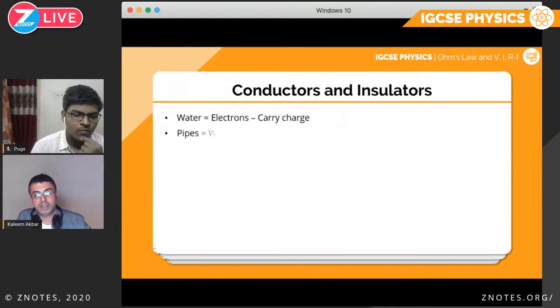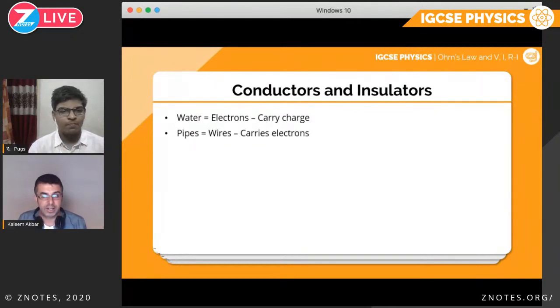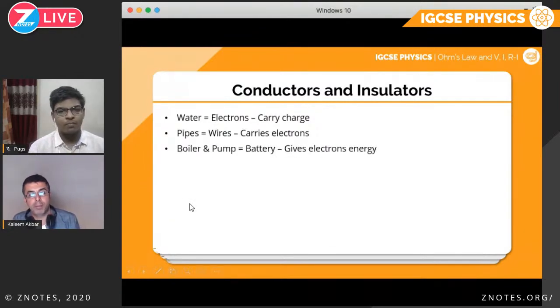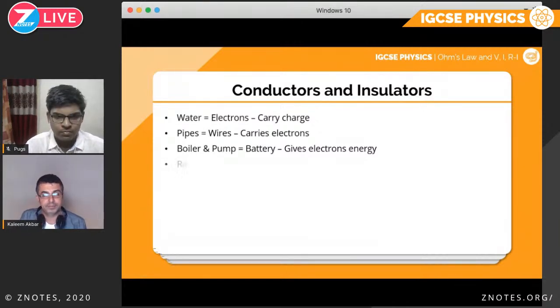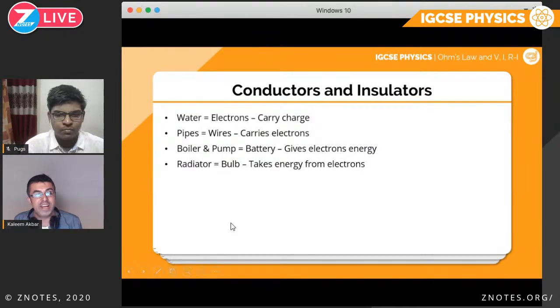So just to summarize, the water is like the electrons, it carries a charge. The pipes are like the wires, they carry the electrons. And the boiler and the pump are like the battery, it gives the electrons energy. The radiator is like the bulb, it takes the energy from the electrons and uses it. So for example, a radiator radiates heat, and a bulb will radiate both light and heat, even though we don't really want the heat.